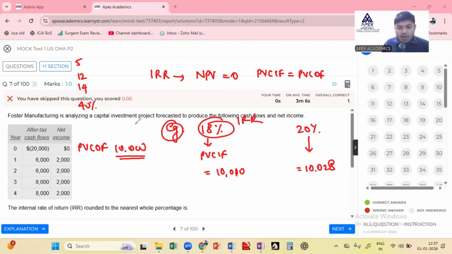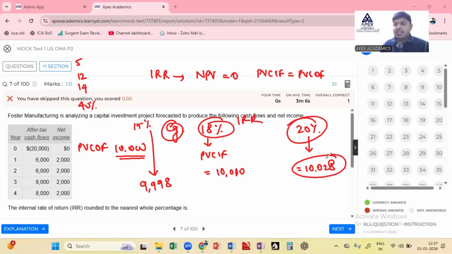Now, suppose my other option is say 15%. And at 15%, the present value is coming 9,998. And at 20% it is coming 10,028. Your answer should be 20%. Why? Because net present value should not be negative. If I take 15% as my answer, my net present value will come -2. So IRR is a discount factor where the entire present value of cash outflow is recovered. You don't have anything extra.